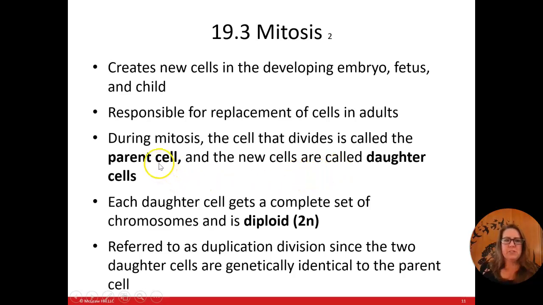So a couple other things: we start with the parent cell, it makes daughter cells, and in general, we're going to be talking about organisms that are diploid, which have two sets of chromosomes.